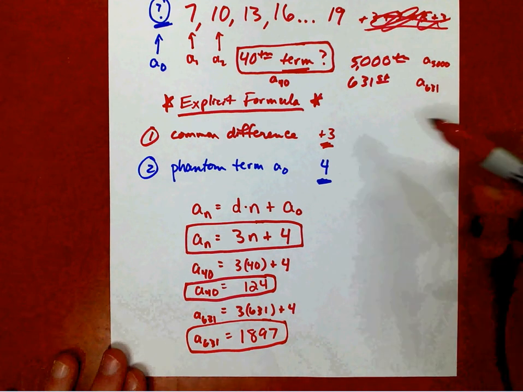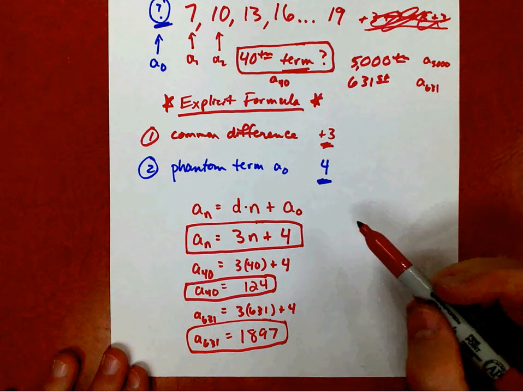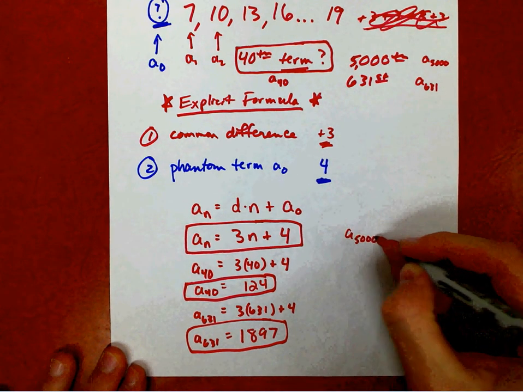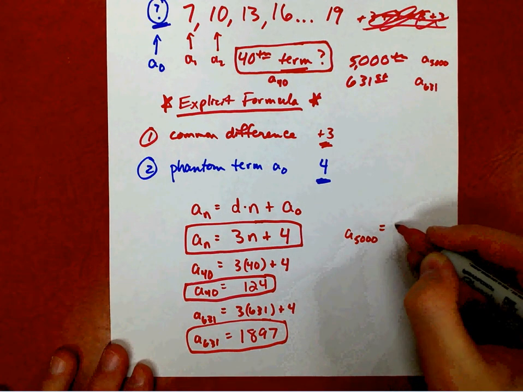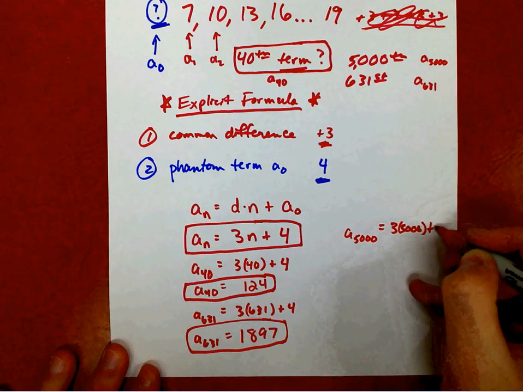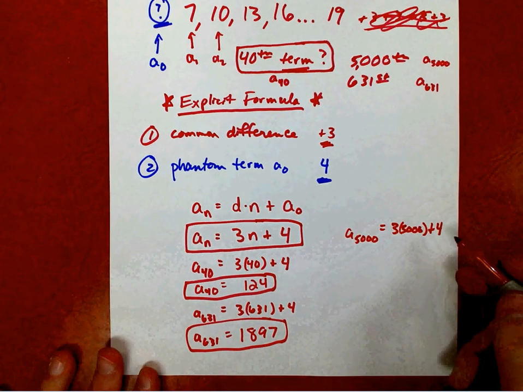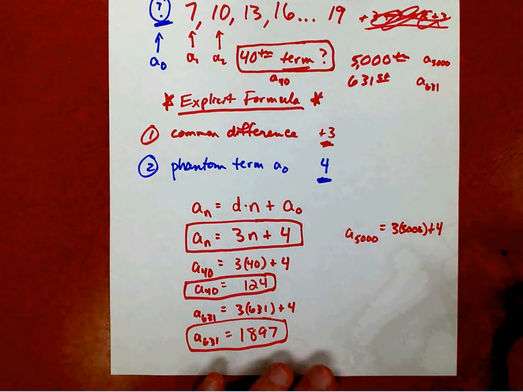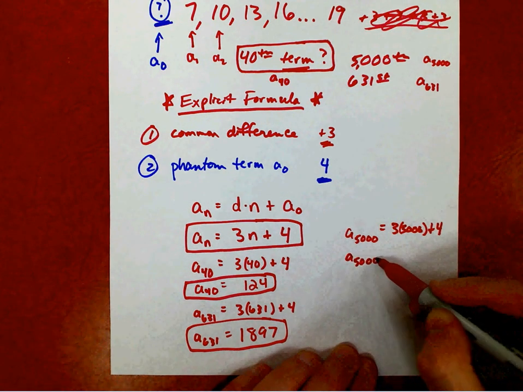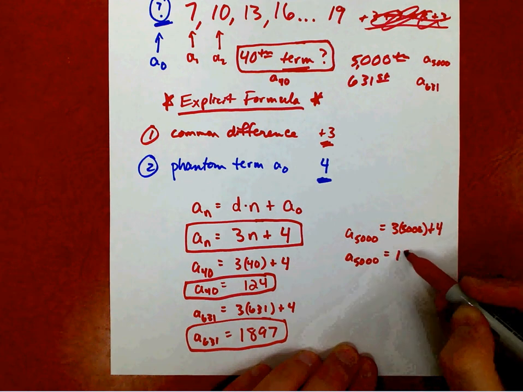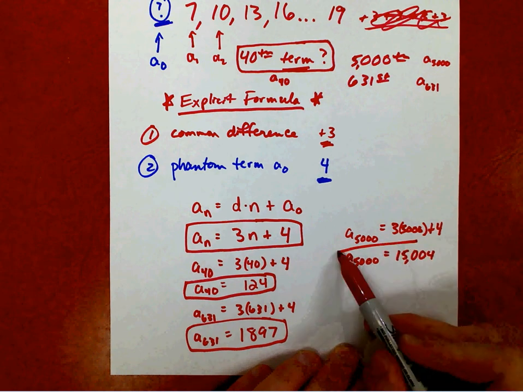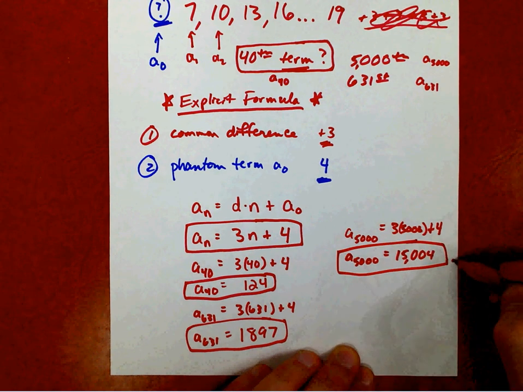Oh hey, let's try our last one. To find the 5,000th term. Again, start with the explicit formula. Plug in 5,000 for n. So let's see, 3 times 5,000 would be 15,000. And adding 4 to that, the 5,000th term of the sequence would be 15,004. Cowabunga.